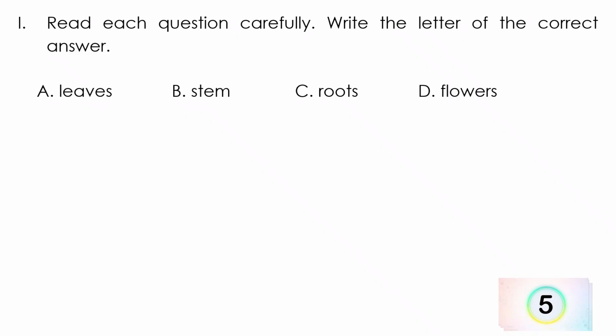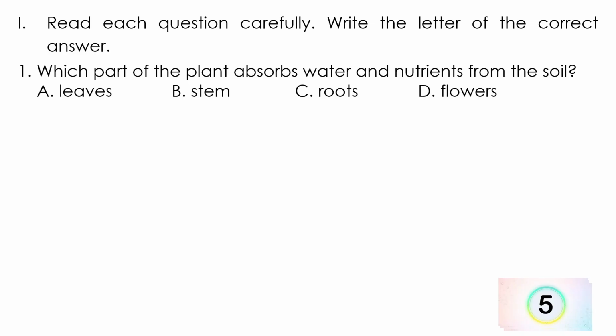Read each question carefully. Write the letter of the correct answer. For number 1, which part of the plant absorbs water and nutrients from the soil? A. Leaves, B. Stem, C. Roots, D. Flower. Answer is letter C. Very good, kids.